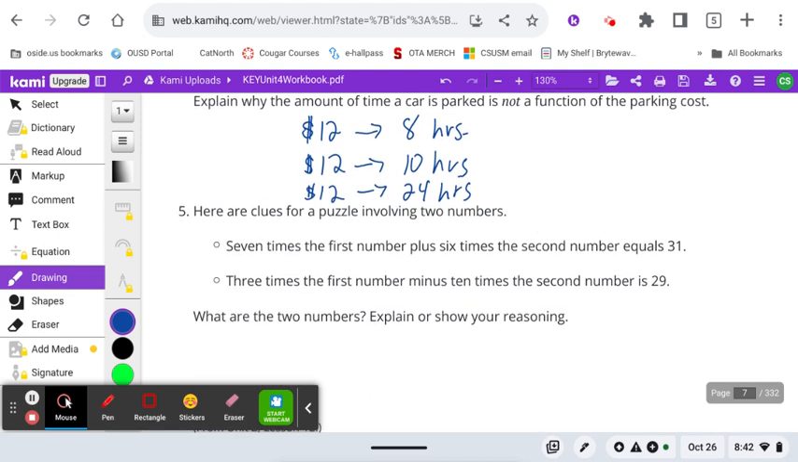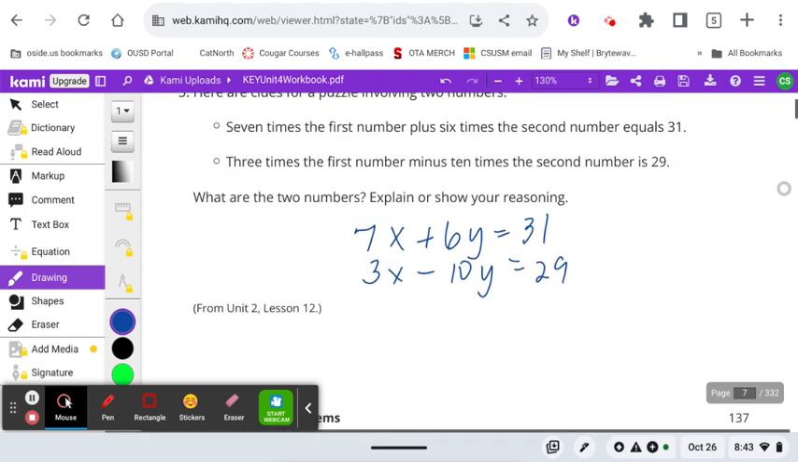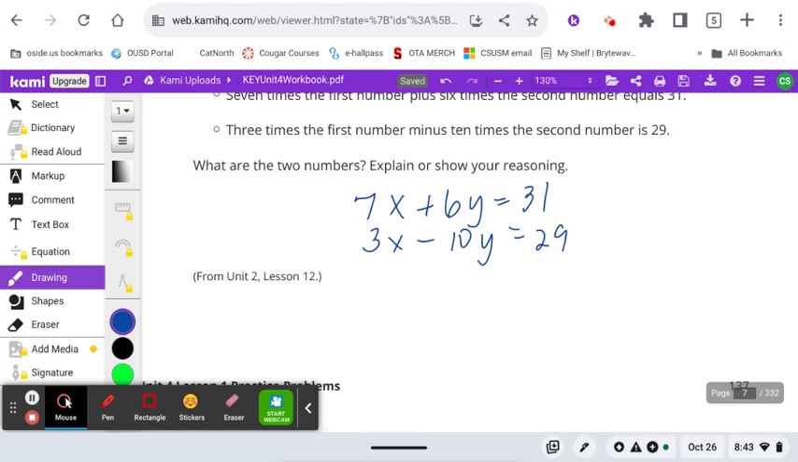Okay, here we are with these little riddles and clues involving two numbers. 7 times the first number plus 6 times the second number equals 31. 3 times the first number minus 10 times the second number is 29. And what are the two numbers? So you just need to pause the video and try to solve this system. Let's see how you did.